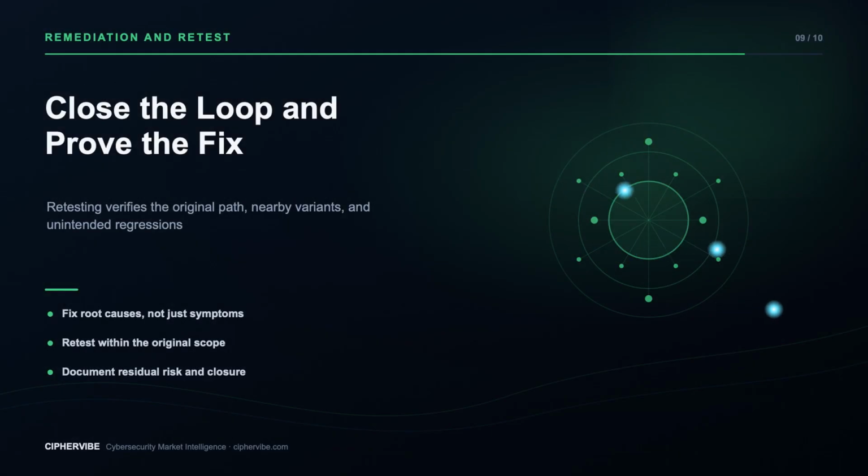Remediation is where testing creates value. Fix the root cause whenever possible. If an application trusted a user-supplied record identifier, enforce authorization on every server-side object access. Do not merely hide the identifier in the interface. If a service was overprivileged, reduce its permissions and review other services built from the same template.